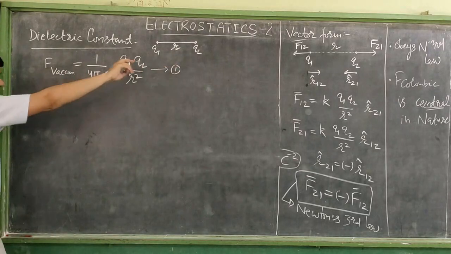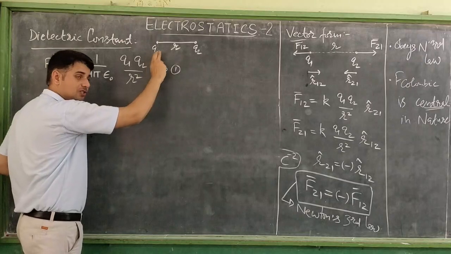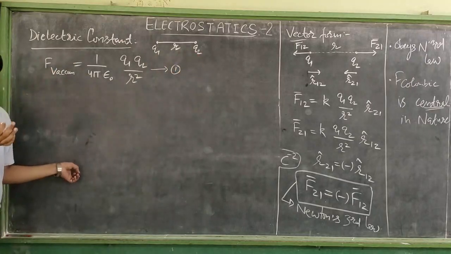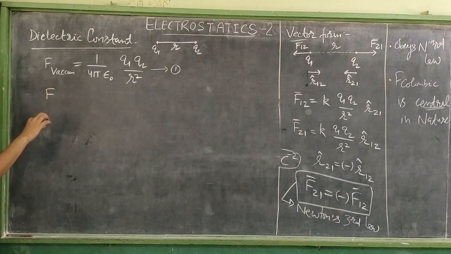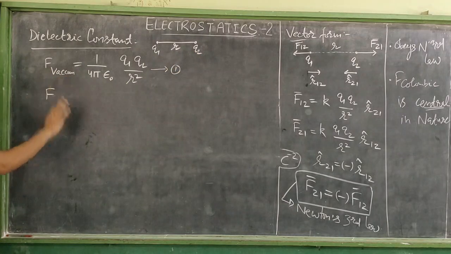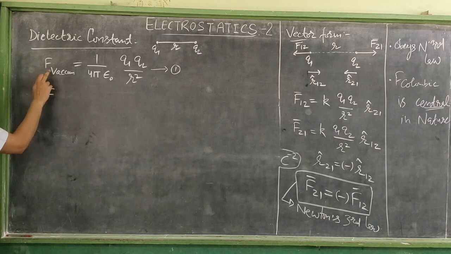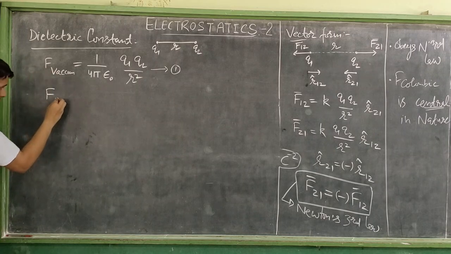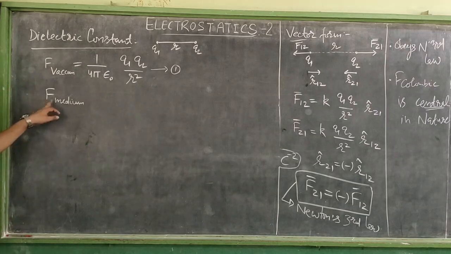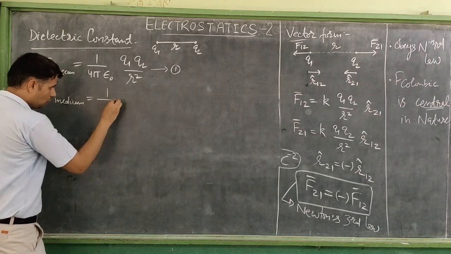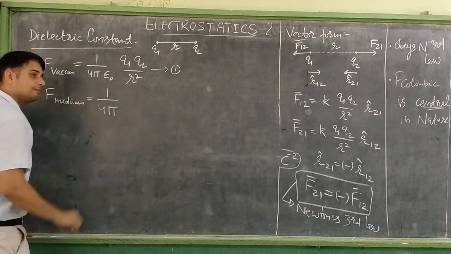Similarly, now I have placed these two point charges in a particular medium, so the force is going to change. We have to think about how it will change. Instead of force in vacuum, I will write force in a particular medium, so F with subscript medium. So F medium will be equal to 1 divided by 4 pi.